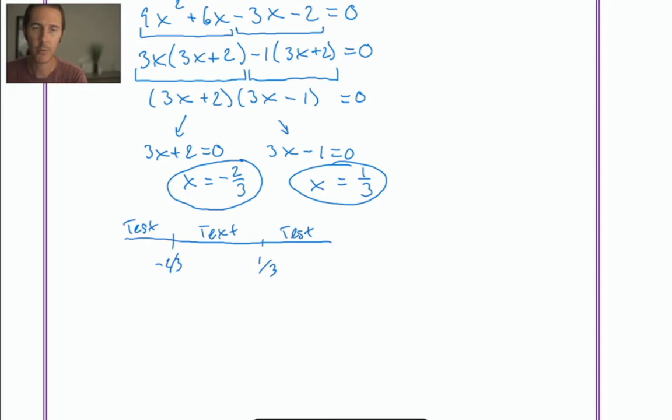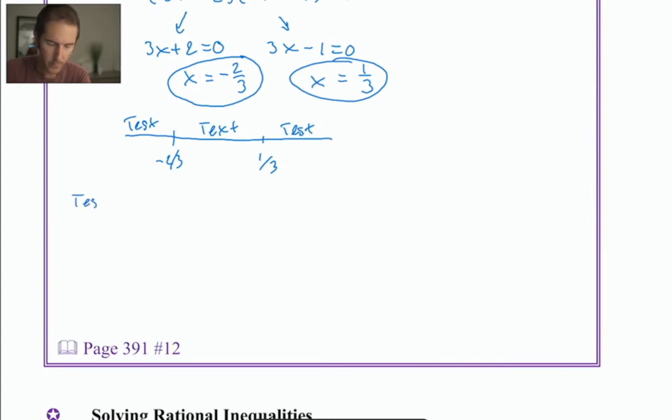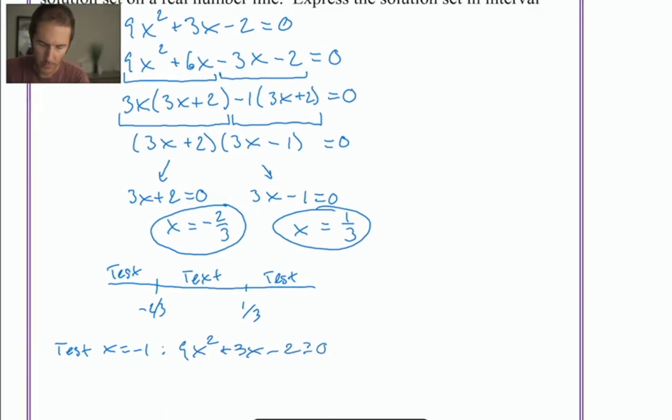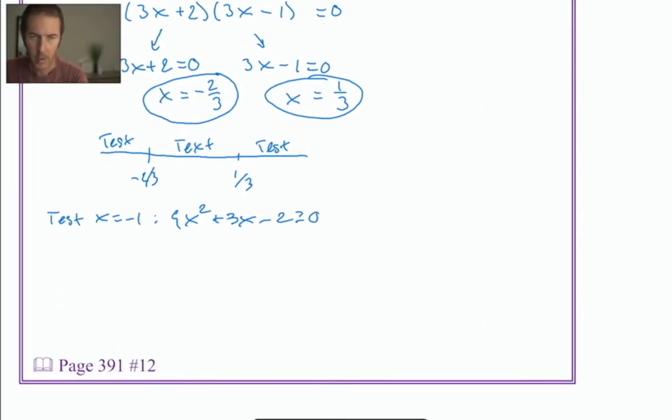And we're going to test them in our original inequality. So let's test negative 1 first. We're plugging that into our original inequality, which is 9x squared plus 3x minus 2 is greater than or equal to 0. I'm going to let you go through and do the arithmetic on this, and you're going to find that this is true. And when you test an x value that's in the middle interval, like an x value of 0, you'll find that it turns out to be a false statement. You're going to get negative 2 is greater than or equal to 0. So that's false.